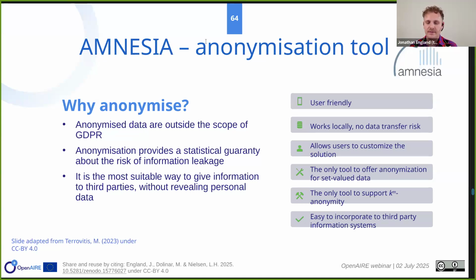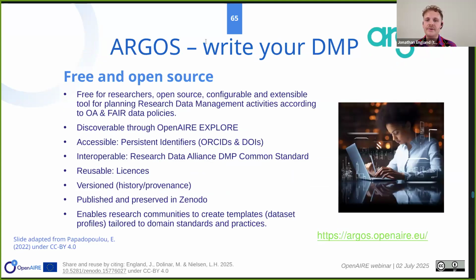Amnesia is an anonymization tool that is also provided by OpenAIRE. So if you're interested, you can go on the website to see how it works, which is really useful when you have sensitive or personal data. Argos is a DMP writing tool, so it's a software basically that helps you in the process of writing your DMP by having different questions and walking you through the whole process.